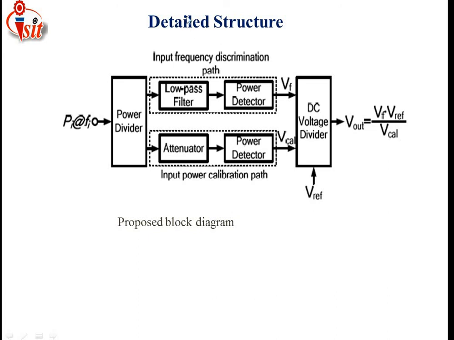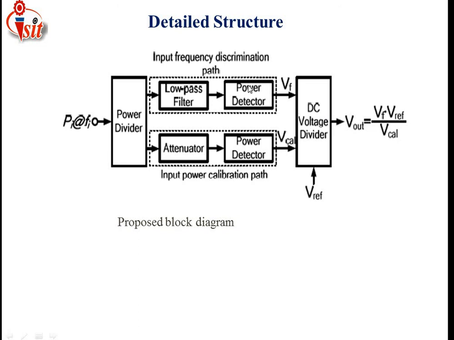So for the input frequency discrimination path and the input power calibration path, only the first blocks are different. The input frequency discrimination path has a low pass filter, and the input power calibration path has an attenuator. But the second block of both is the same or common: a power detector. Using the power detector, it detects the power and transfers the detected power towards the DC voltage divider. Just see here, it is a DC voltage divider.